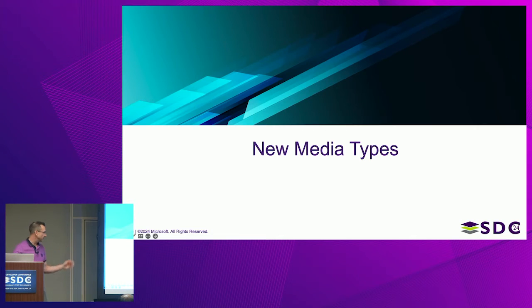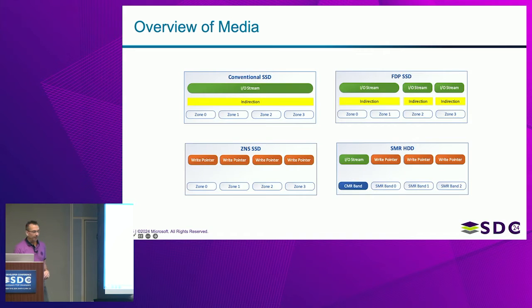So, new media types. And again, new is newish. This is just a high-level overview, just so we're all on the same page and we all know what we're talking about here. So conventional SSD, this is my representation of it. You have an IO stream. By IO stream, I mean you can do reads and writes to it. You have some indirection layer. In this case, that is our flash translation layer.